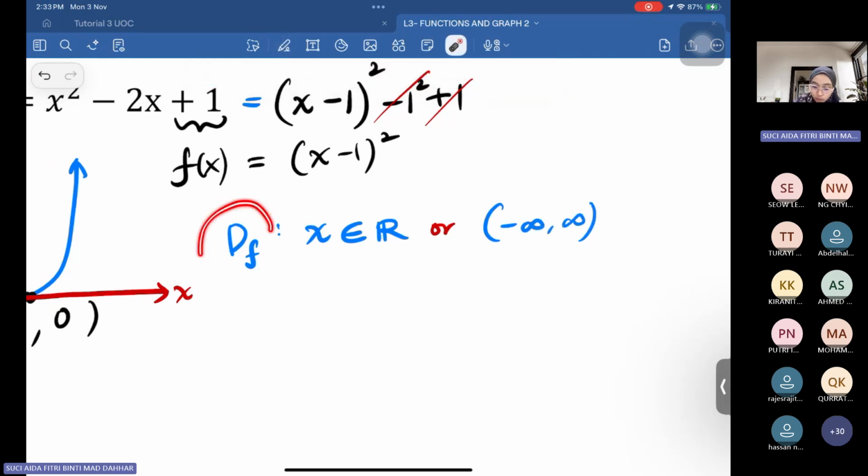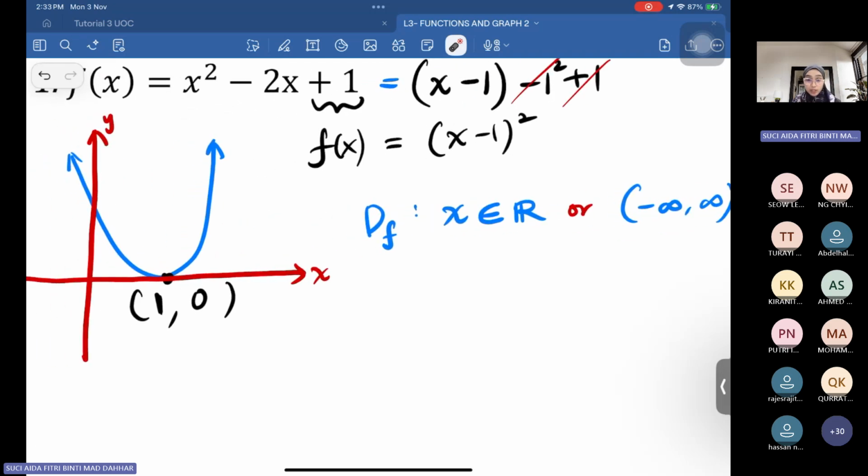Since you already wrote domain of f, we understood that this is referring to the x values. That's why it's important that you use the correct notation. Good, that's domain. Thank you for responding. Next, how about range?